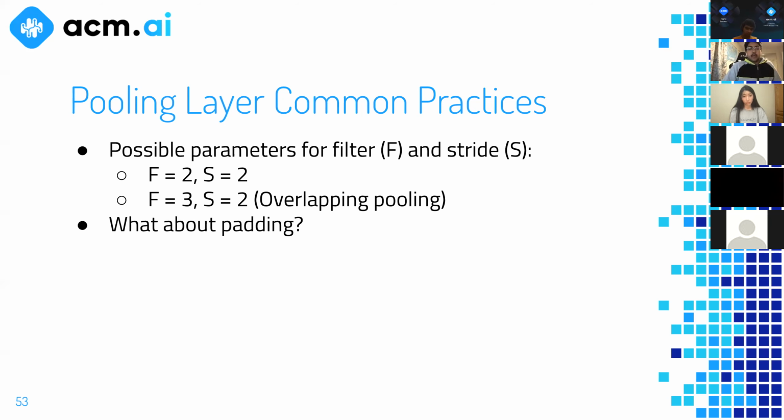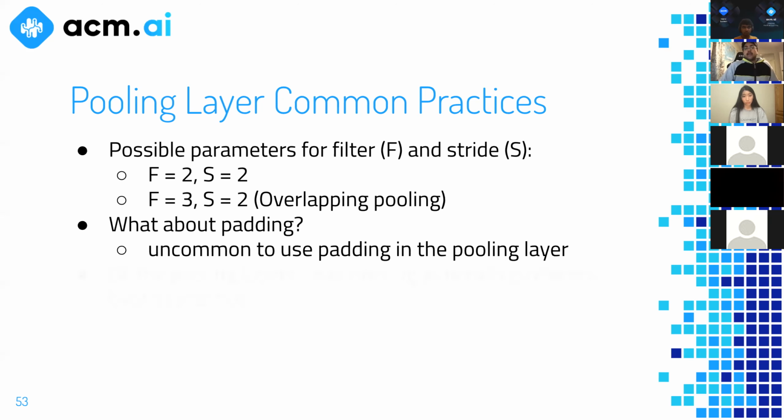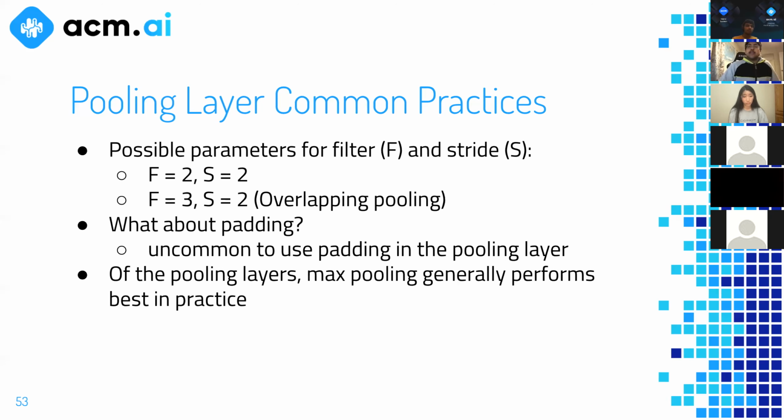And how about padding? Why do we want to avoid padding in the pooling layer? It's kind of uncommon to do this in general, and it could harm our averages. So let's say we decided to use average pooling, and if we use padding in that, it would harm our average. If we include zeros in our average, it would bring the average down and could harm a feature or harm our predictions.